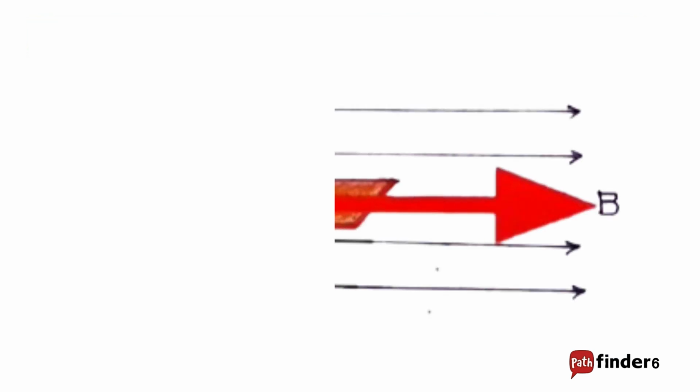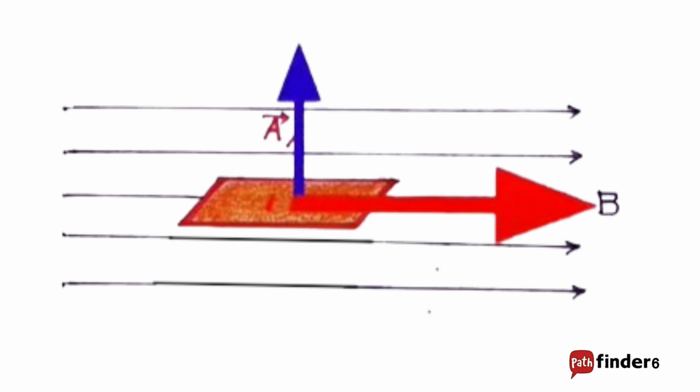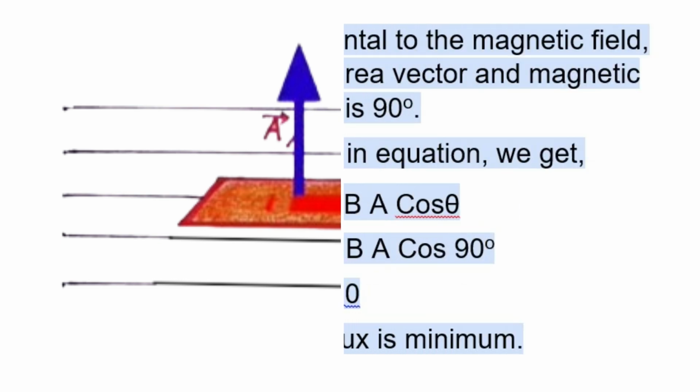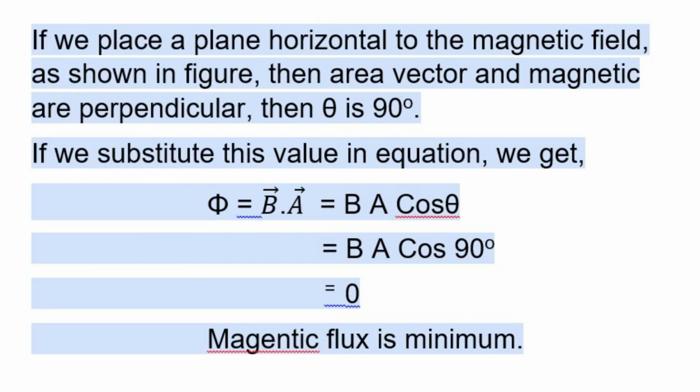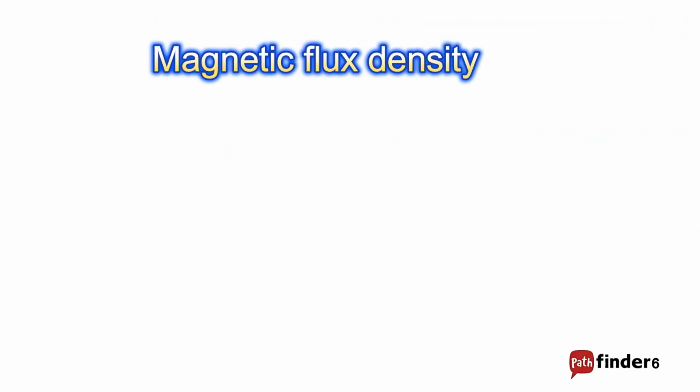If we place a plane parallel to the magnetic field as shown in the figure, then the area vector and magnetic field are perpendicular, so theta is 90 degrees. Substituting in the equation, phi is equal to B dot A, which is B A cos theta. If theta is 90 degrees, we get B A cos 90. Here cos 90 is 0. Therefore phi is equal to 0. Magnetic flux is minimum. Magnetic flux depends on the magnetic field strength and how the surface of the object is placed inside the magnetic field. Now let's understand what magnetic flux density is.